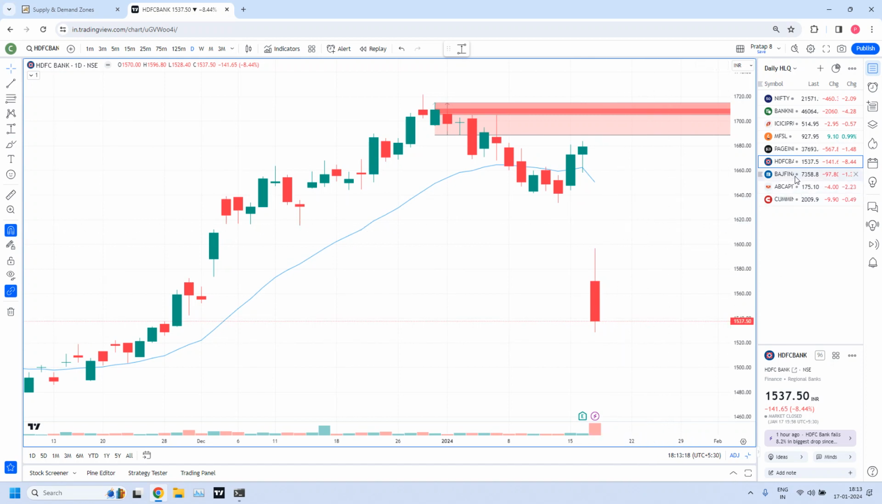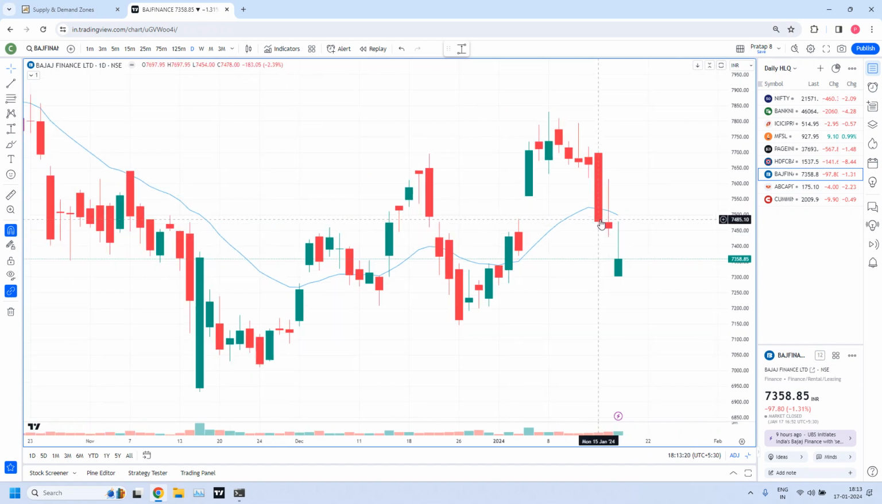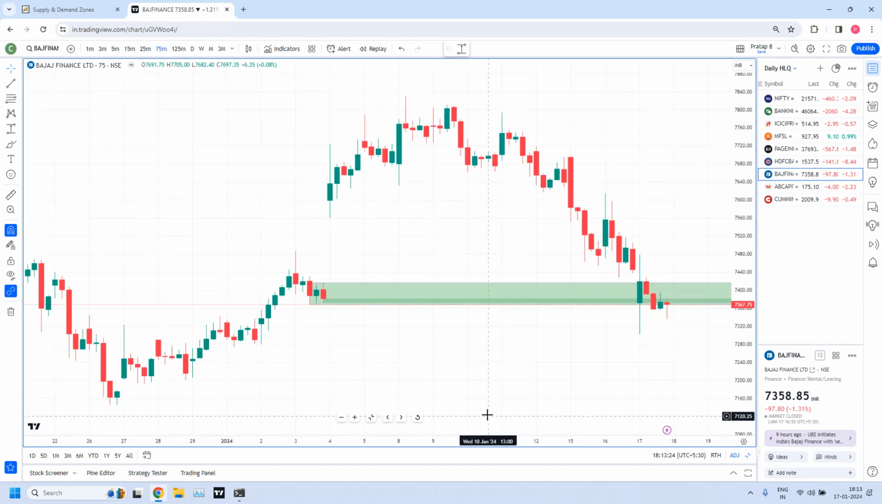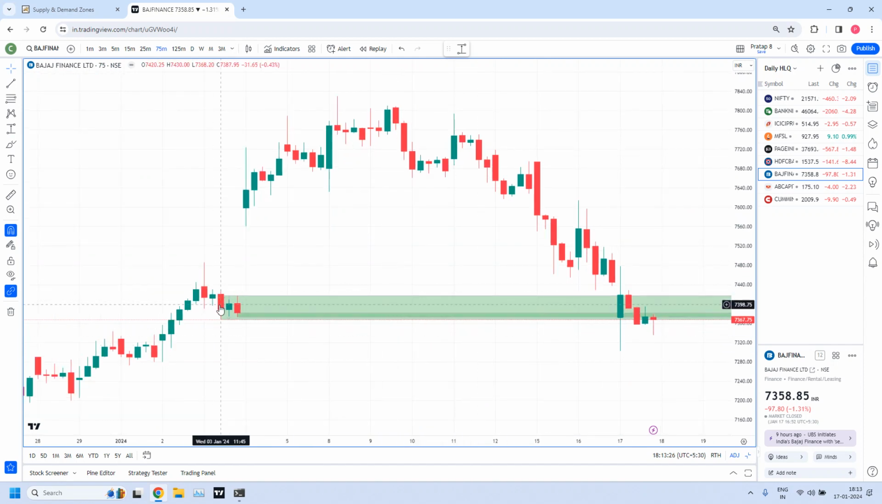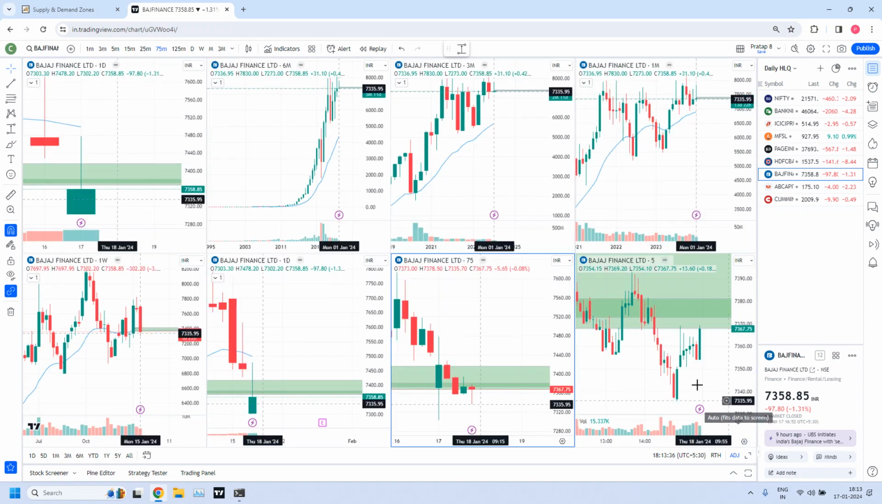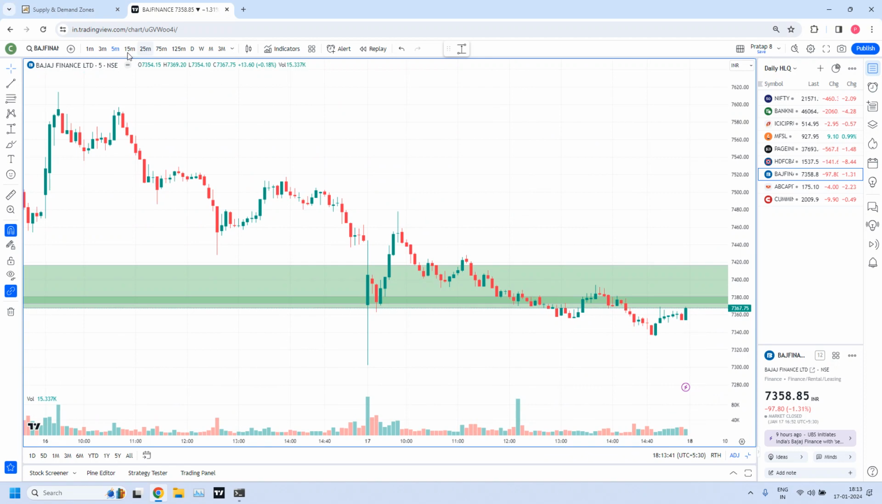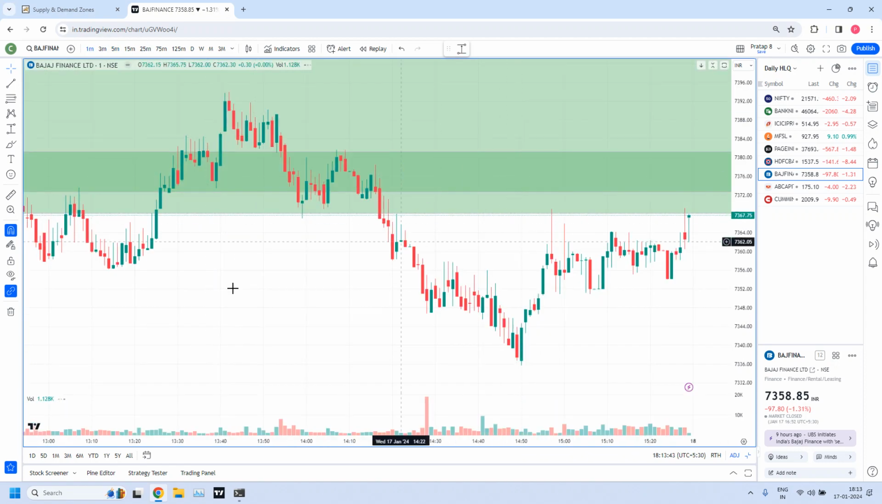And next one is Bajaj Finance. Bajaj Finance is a 75 minutes high liquidity demand zone. We have a drop, base, and rally. And this one is violated today. See here what happened on the 5 minutes time frame, or even 1 minute, you will get clarity.